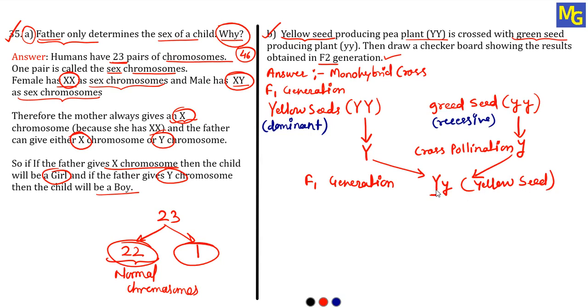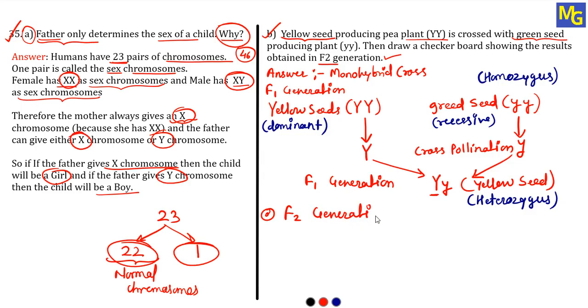But remember, here one Y is capital, one y is small. So these are called heterozygous. And both the parent plants were homozygous. Homo means same, pure plants. Because both these plants are pure, these are homozygous. Here this is a hybrid, so it is heterozygous. Now by using this plant from F1 generation, we are going to do F2 generation. So now here I'll write F2 generation.